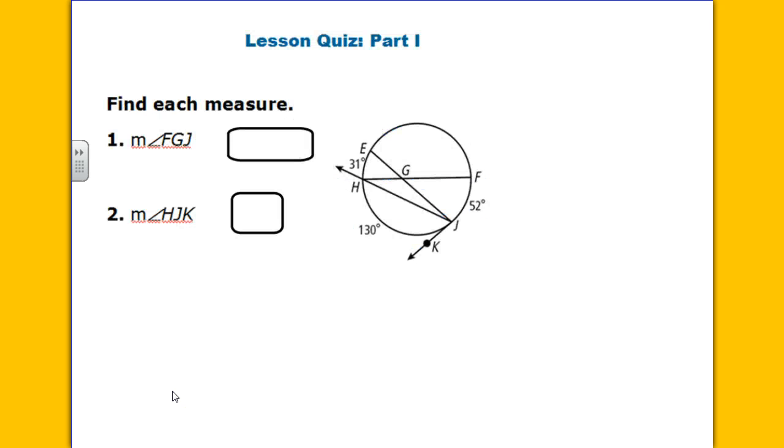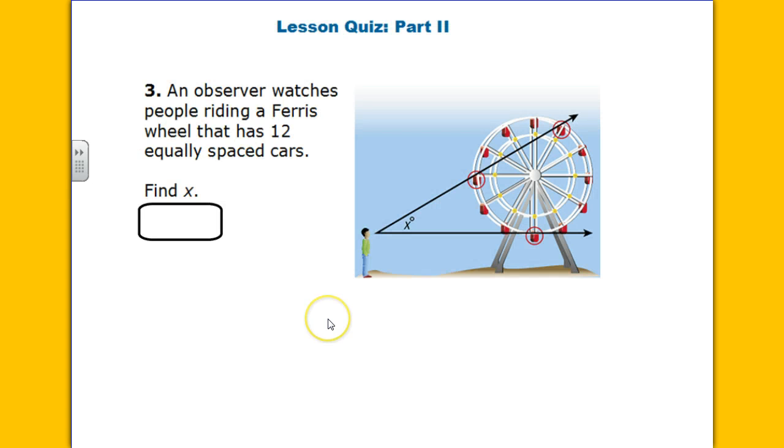Okay, pause, come back and check. And the measure of angle FGJ and HJK. And can you find X? And X is 30 degrees.